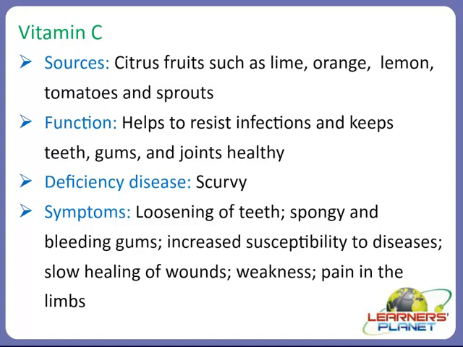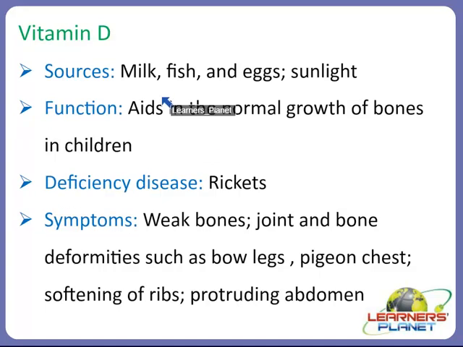In the same way, we will now see another vitamin which is very essential. Yes, vitamin D. Students, the rich sources of vitamin D are milk, fish and eggs, and even sunlight, right? Sunlight should be of the morning hours, not the whole day sunlight, right? Morning sunlight is very good for us because it provides us with vitamin D. The function of vitamin D is that it aids in the normal growth of bones in children.